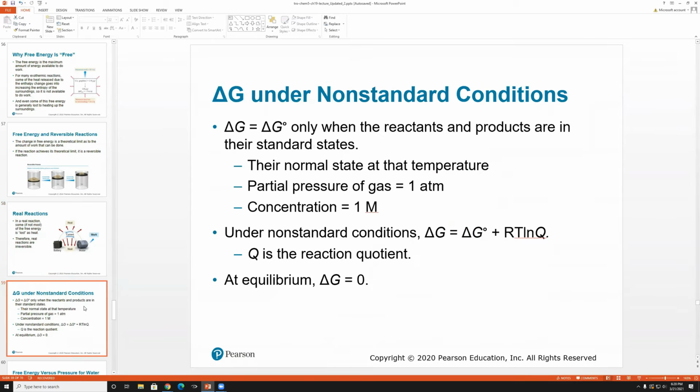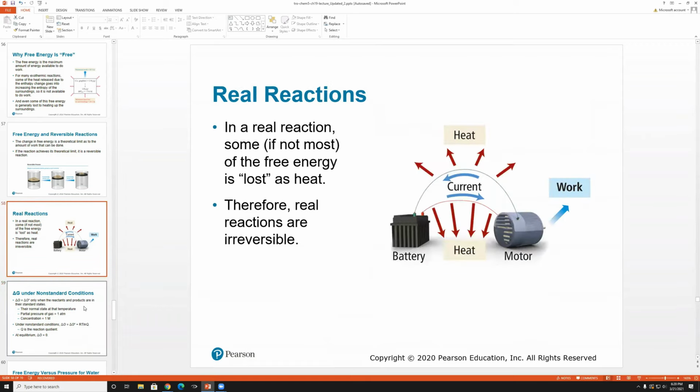So everything we talked about was standard states. Now we have real reactions. In a lot of these reactions that happen in real life and not on paper, most of the energy is released as heat into the environment. With batteries, with motors, that's why everything gets hot. With your laptop, whatever, it's hot. Most of the energy is not being used for computational power. It's being dissipated as heat.